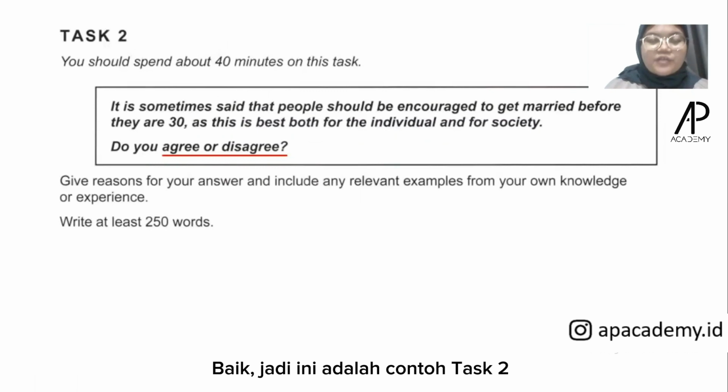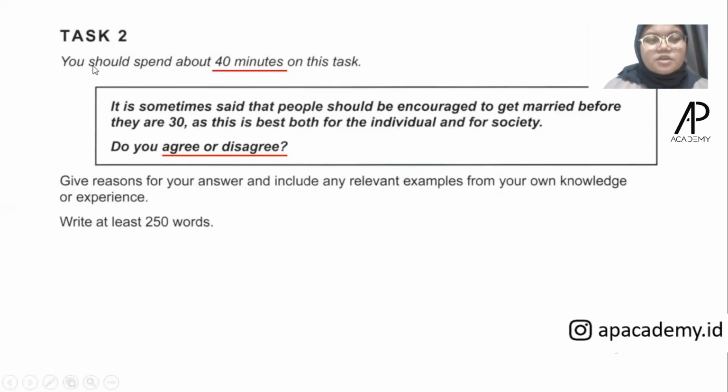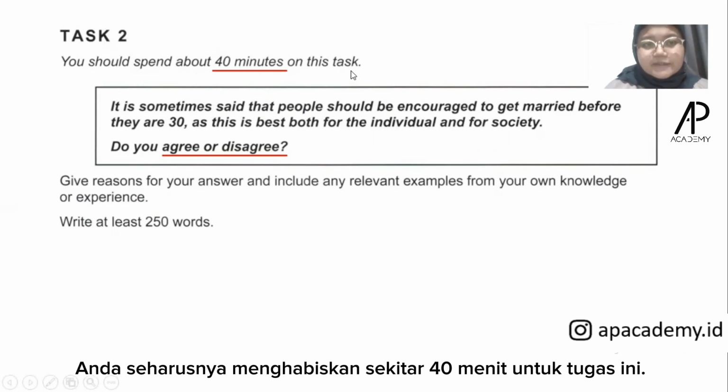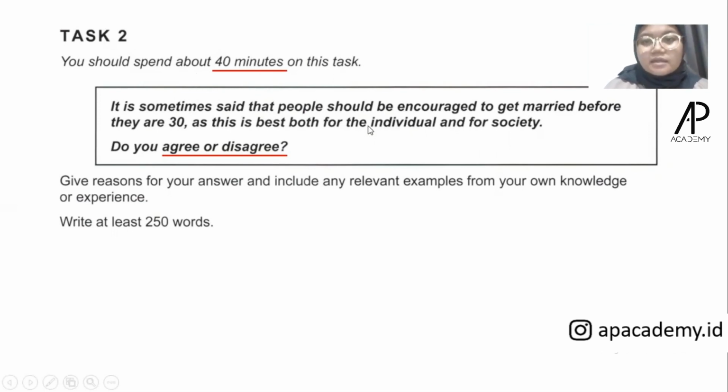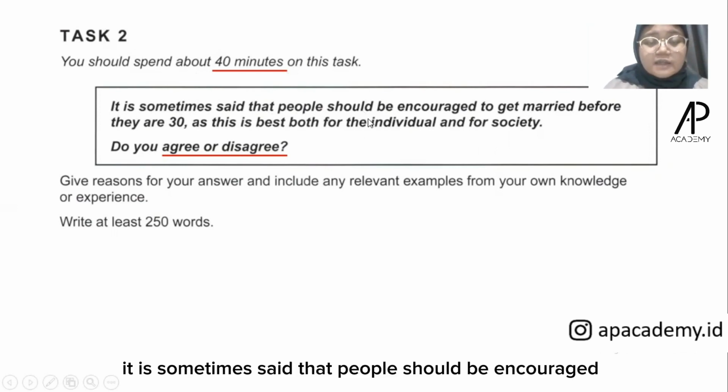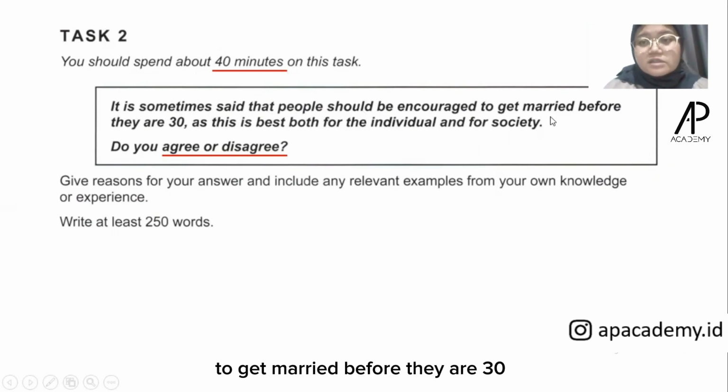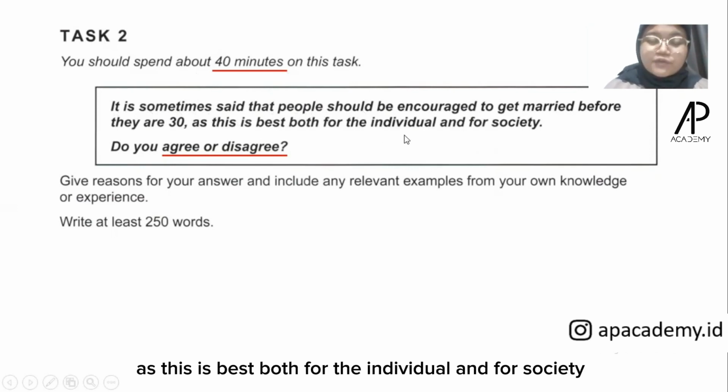Okay, so this is the sample of the test. So let's read the test first. You should spend about 40 minutes on this task. Now let's read the statement. It is sometimes said that people should be encouraged to get married before they are 30, as this is best both for the individual and for society.